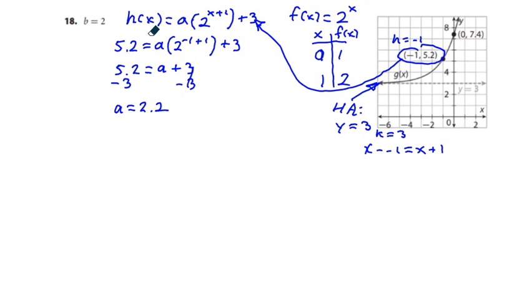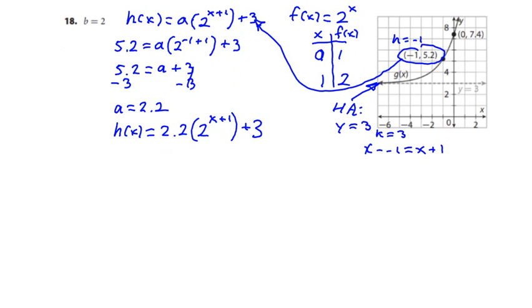So therefore we can rewrite h of x with 2.2 for a. So here below I write h of x is equal to 2.2 times 2 to the power of x plus 1, and then on the outside plus 3.